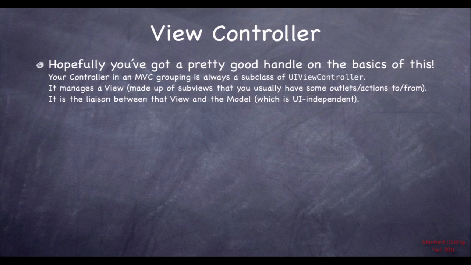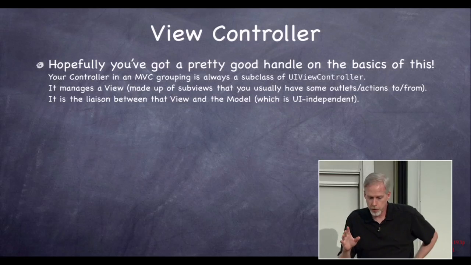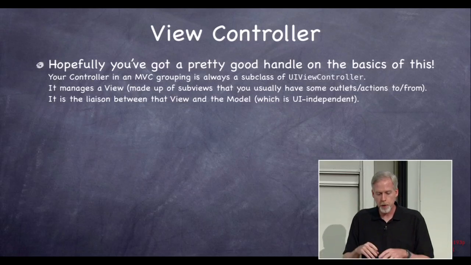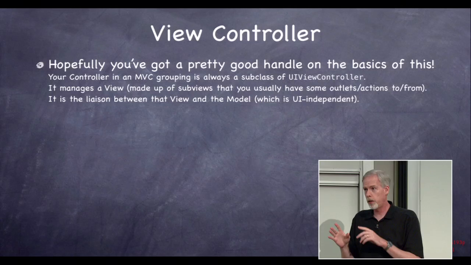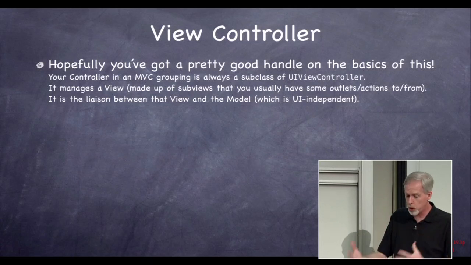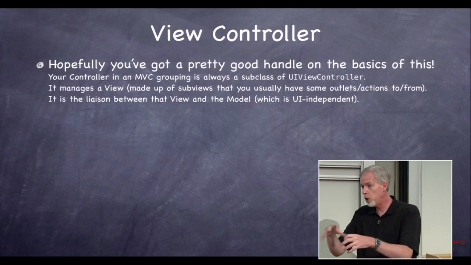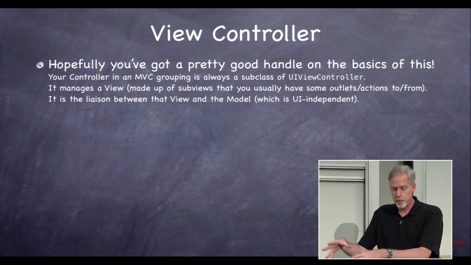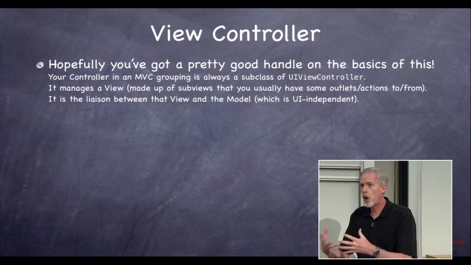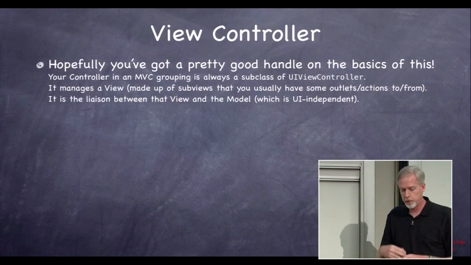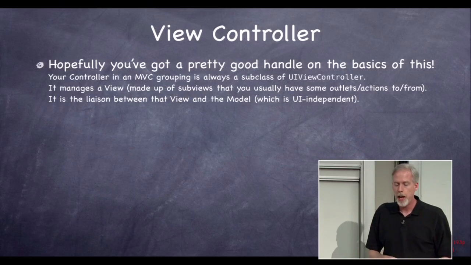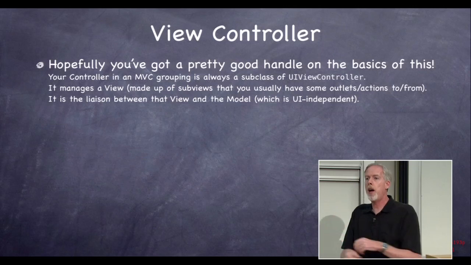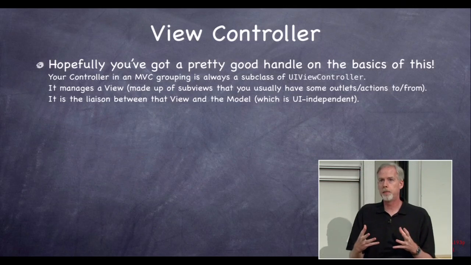All right, so view controllers. Hopefully you guys have a really good feel now for view controllers. Your controller in an MVC, this is all the way back to the first day of class, is always a subclass of UIViewController in iOS. It manages a view. That's its view and all of its subviews, right? That's its minions. And it talks to them with target action and outlets talking to the particular subviews it wants. And it's the liaison between that view and the model. That's what the controller does, right?